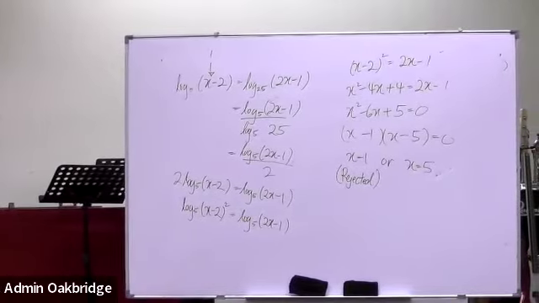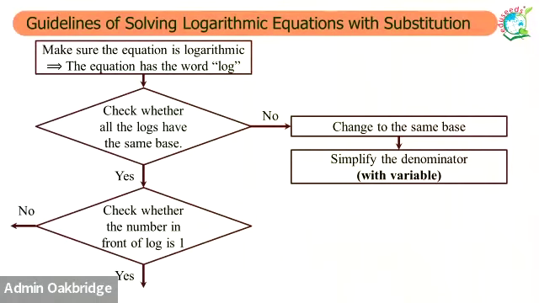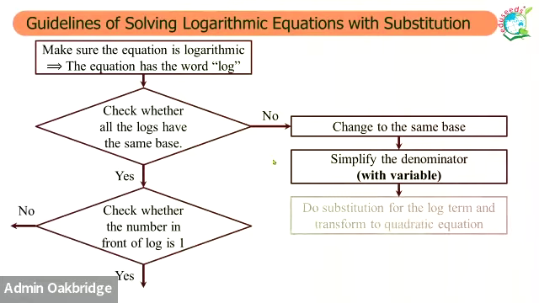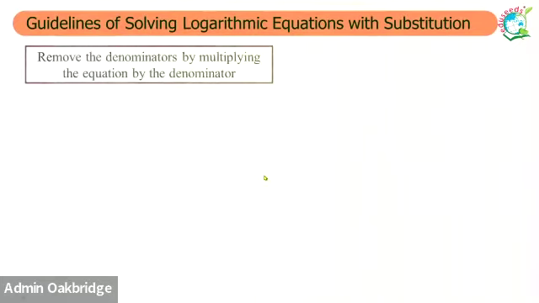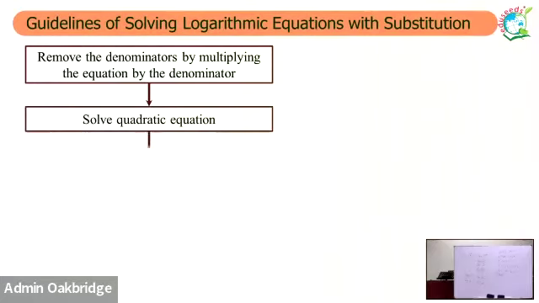All right, next. Okay, this is another case with substitution. That means the denominator is not a constant, it's a variable. Okay, it's a variable. So how do we solve this kind of logarithmic equation? Do the substitution for the log term and transform to the quadratic equation. And then remove the denominators by multiplying the equation by the denominators. Okay, this one you know. Okay, this is how we simplify the fraction. And then remove the denominators by multiplying the equation. Okay, this is the same thing. And then solve for the quadratic equation.